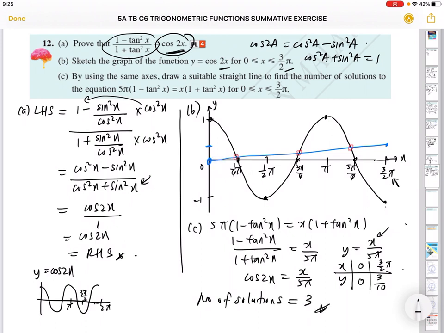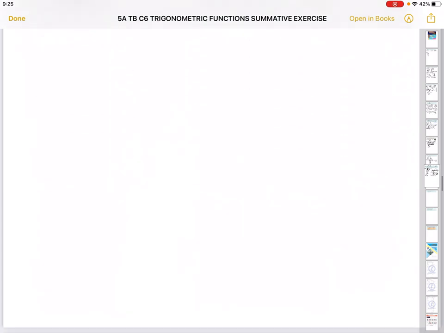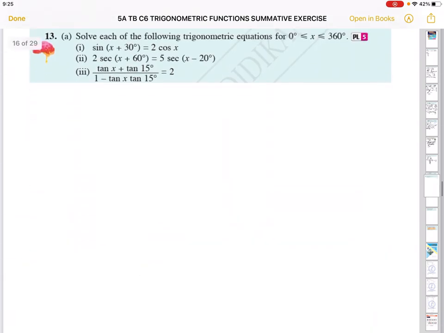Okay, solve this equation. Here we got 3 equations to solve. So first one, A, Roman 1. For me, I'll just expand sine. Remember, you got to use the addition formula: sine A cos B, sine x cos 30 plus cos A cos x sine 30. The result is 2 cos x.